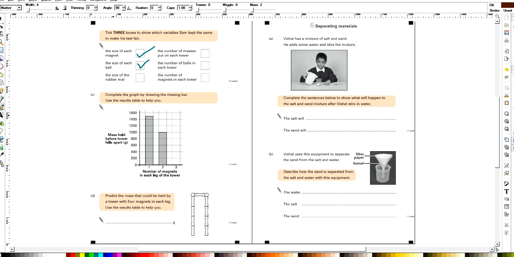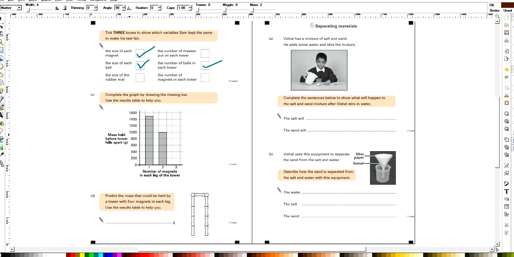What about the size of the rubber mat? Has that got anything to do with it? No. What about the number of masses put on each tower? That's definitely changing, so that's not going to be kept the same. What about the number of magnets in each tower? That's changing as well, because we changed it in the diagram. The number of balls in each tower is the same. That's to stay the same. Lovely.